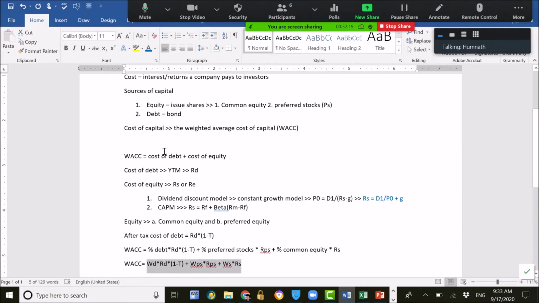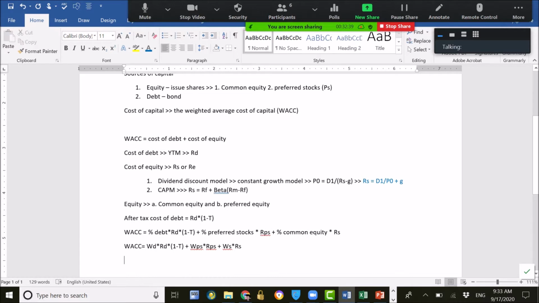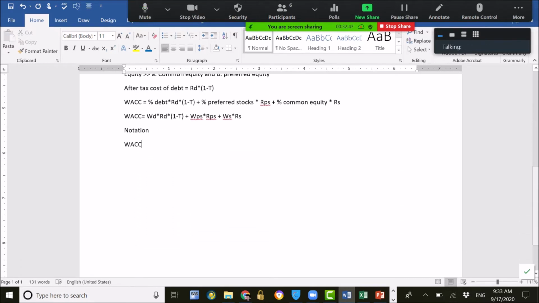I showed you, so in resources and activities, calculate weighted average cost of capital. There is a video that calculates all of these components and helps you understand what cost of capital is, how you calculate it. Well, still I'm going to do it. So notation, WACC equals weighted average cost of capital.